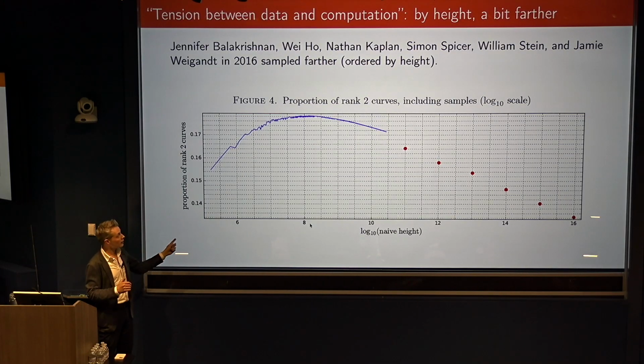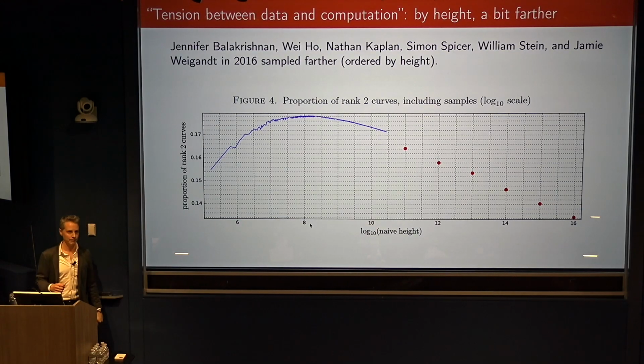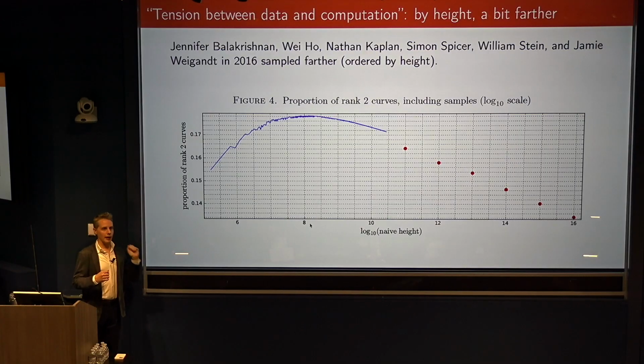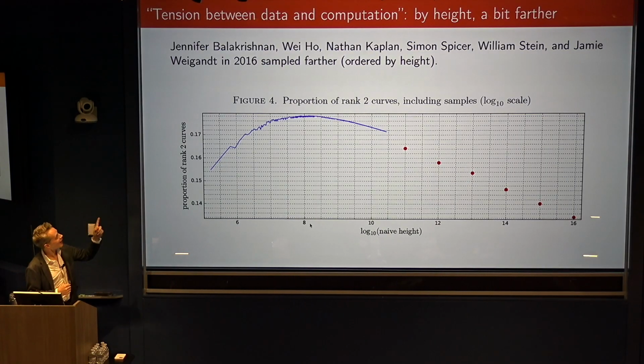But at least if you finally go to 10 to the 10th, then you see the numbers start going down again. Notice, though, the scale here. It was creeping up to about 17% of curves, and you go farther out, and it looks like it's now down to 13.5%. At least we saw it going back down again. I guess you should do this experiment every 10 years. This was 2016 in an ANTS paper, so time to do it again.